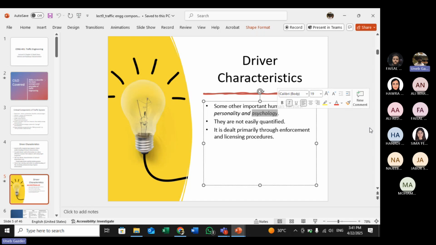And to make sure everybody knows and follows the regulation, we have the licensing, we have the fines, and so on and so forth.